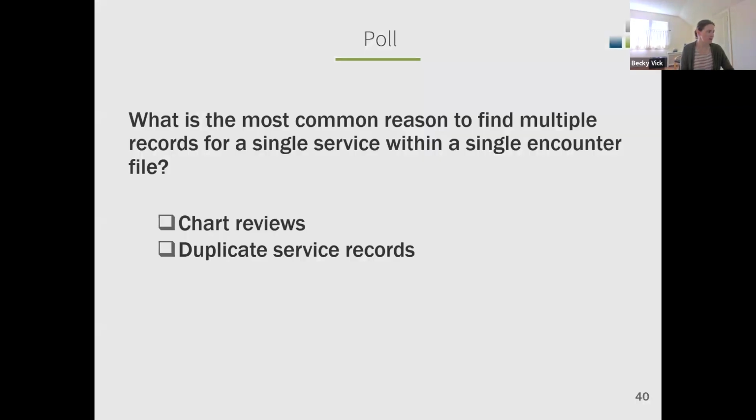So here's a poll. A good question, hopefully an easy one. What is the most common reason to find multiple records for a single service within a single encounter file? Chart reviews or duplicate service records? That looks like most of you are getting it right. I'd say the answer is chart reviews. Chart reviews are definitely going to be more common than duplicate service records.